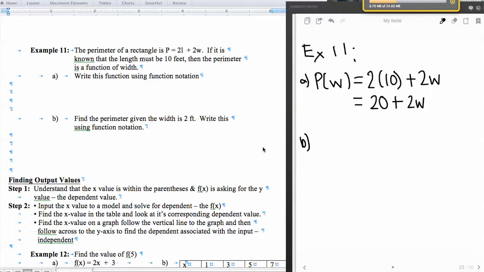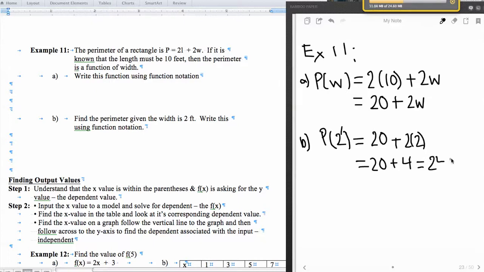Then it says find the perimeter given the width is 2 feet, and write this using function notation. Well, we're being asked to say that P of 2 is equal to what? What's the perimeter when the width is equal to 2 feet? So this is 20 plus 2 times the width, which is 2 feet. And what's that equal to? Well, that's 20 plus 4, which is, of course, 24. And that's feet, so we'll write 24 feet.